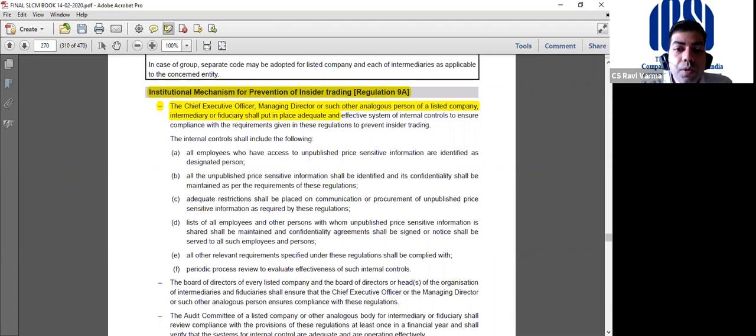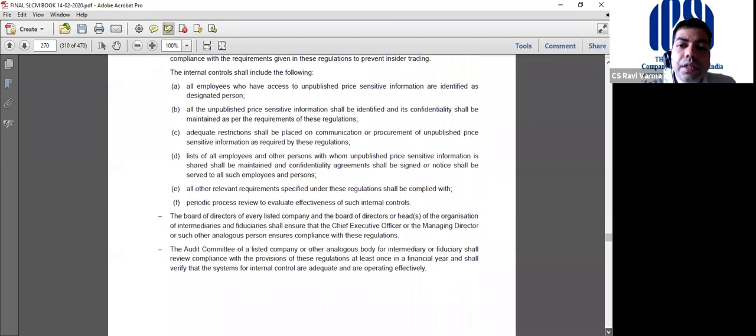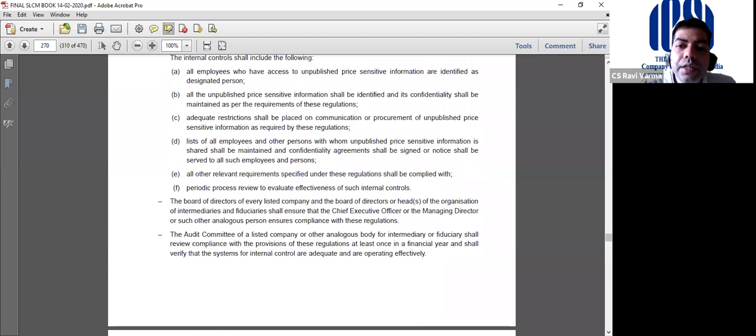They have also ensured that in the case of a listed company, the board of directors should take all necessary measures to ensure that these are prevailing. In fact, the audit committee also has a role to ensure that the insider trading mechanism is operating adequately and effectively.